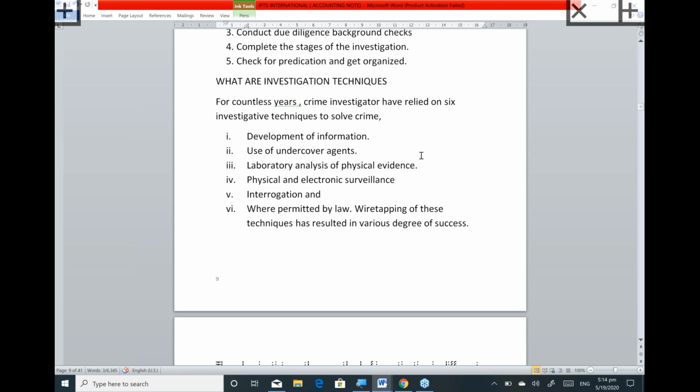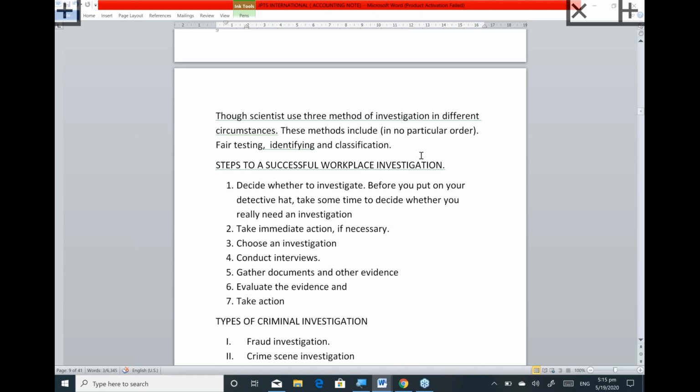Yes, we are having high information. Okay, let's test it. If it's true, then identify the issues. If it's true that yes, it's true, then classification. We now classify it. Then steps to successful workplace investigation. There should be workplace investigation. So let's look at the steps to successful workplace investigation.